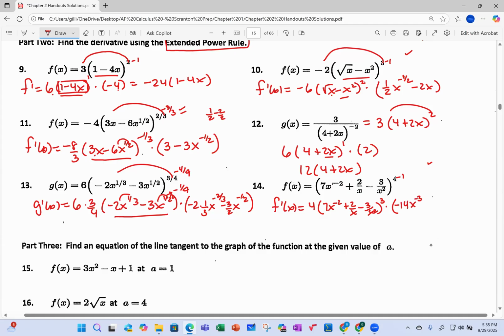-14x to the -3rd. I'm going to make this 2x to the -1st, because to do the power rule, it has to be x to the -1st. So that's going to be -2x to the -2nd. And I'm going to rewrite this as 3x to the -2nd. So that becomes my power rule. And this will be plus 6x to the -3rd.